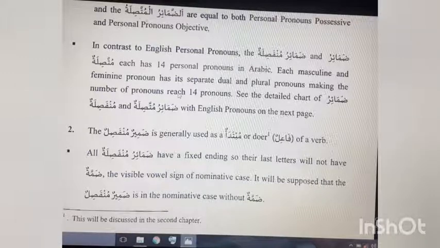The ضمير منفصل is generally used as مبتدأ, or we can say doer of a verb. All ضمائر منفصلة, meaning separate or detached pronouns, have a fixed ending, so their last letters will not have damma, the visible vowel sign of nominative case. It will be supposed that the ضمير منفصل is in nominative case without damma. So the ضمائر are all in Arabic mabni. Mabni means they remain static at the ending. They do not change at the last.